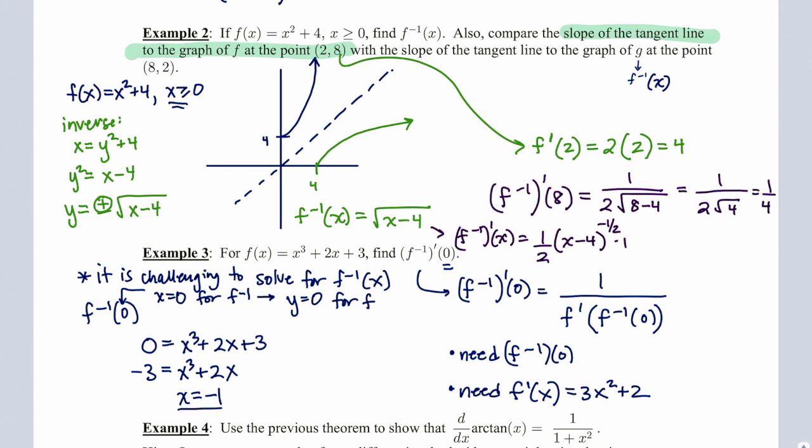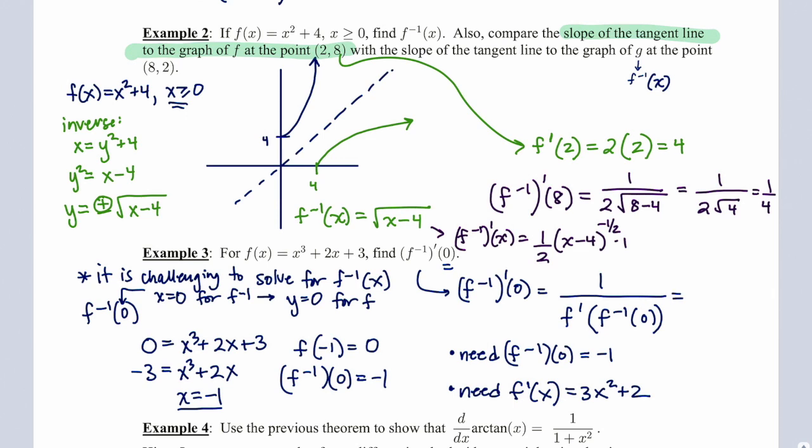So what I know is when on f, when x is negative 1, y is negative 3. So that means for f inverse, excuse me, not y equals negative 3, y equals 0. So for the inverse function, when x is 0, y is going to be negative 1. So f inverse of 0 is negative 1.